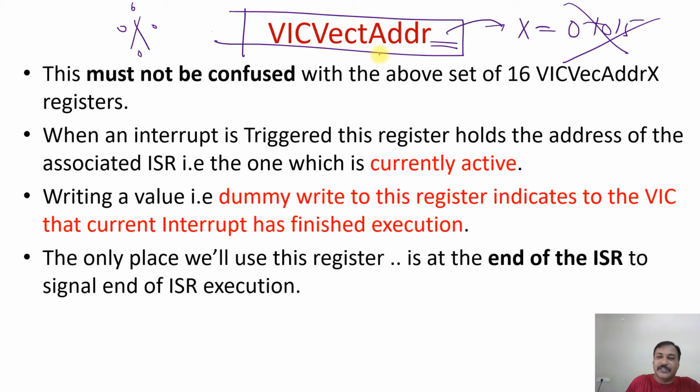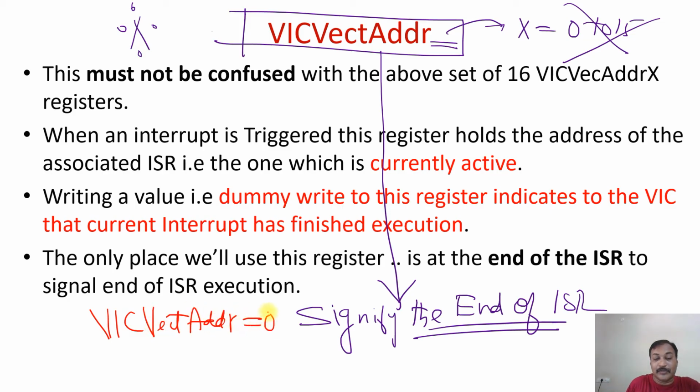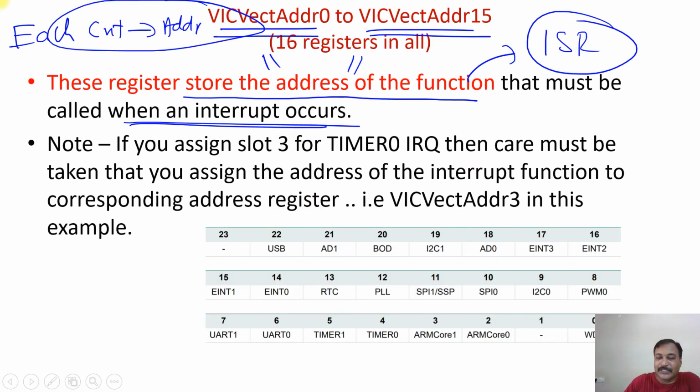This register is used to signify the end of the ISR. So when you complete the ISR, you simply perform a dummy write in this particular SFR: vector interrupt controller vector address is equal to 0. You put a dummy write in this register. This signifies that the interrupt service routine for that particular interrupt is over. So that is the significance of this SFR, and it has nothing to do with the 16 SFRs that we have already discussed here.